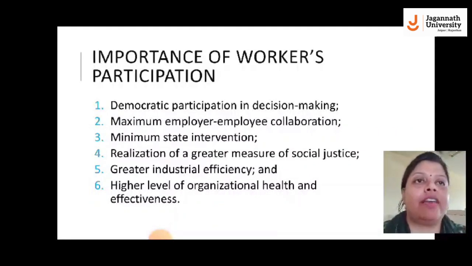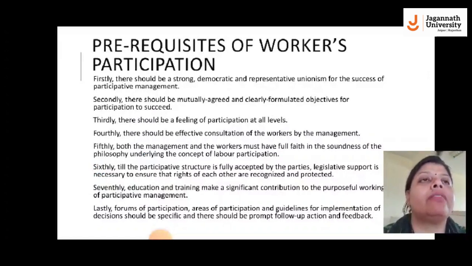Greater industrial efficiency. Efficiency will increase if workers' participation is high. They feel loyal, they feel they belong to the organization. Higher level of organizational health and effectiveness. The level of organizational health and effectiveness will also increase. Next, the prerequisites of workers' participation.